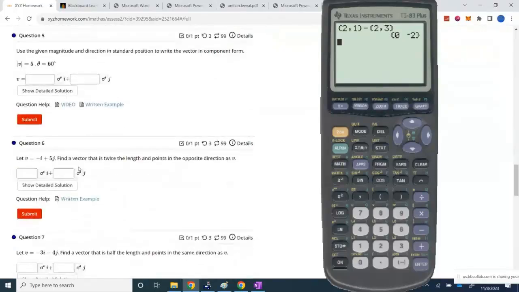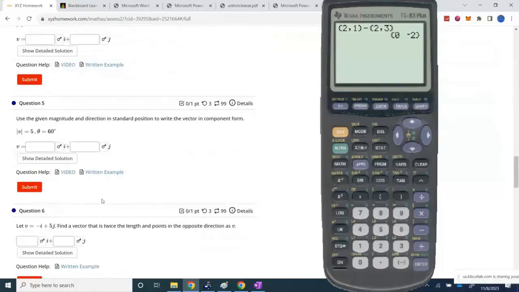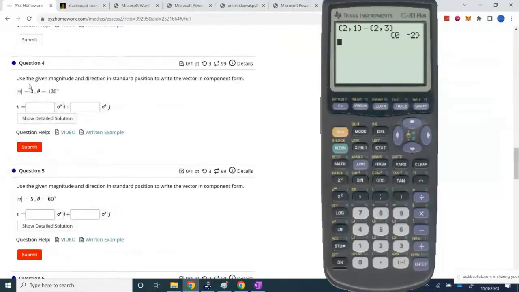All right, now for problems number 4 and 5. 4 says use the given magnitude. So the given magnitude here would be 3. And the direction, so the direction is 135 degrees, in standard position, to write the vector in component form. So component form would be, well, in this case, they're using the i and the j suffix. Okay. So let's talk about how we can take the magnitude and the direction and write out component form.